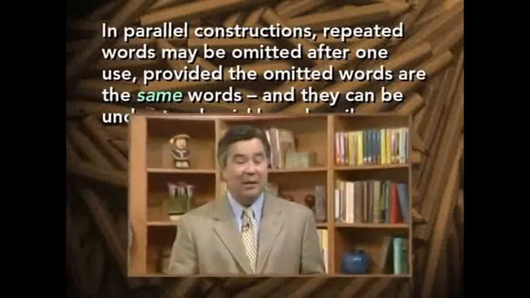What does this mean? Well, it means that when you're setting up a sentence with parallel constructions, so you have different parts of the sentence set up in the same grammatical form, rather than repeat all the same words each time you use the parallel construction, you may omit them. However, it has to be done in accordance with this rule that the omitted words are the same words and can be understood quickly and easily.